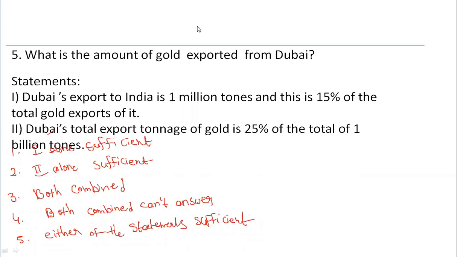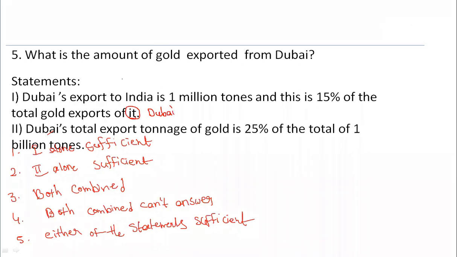Okay, let me help you to solve the question. What is the amount of gold exported from Dubai? The first statement says Dubai's exports to India is 1 million tons, and this is 15% of total gold exports of it. What is this "it" here? This "it" is nothing but Dubai, right? They are talking about Dubai only, right?